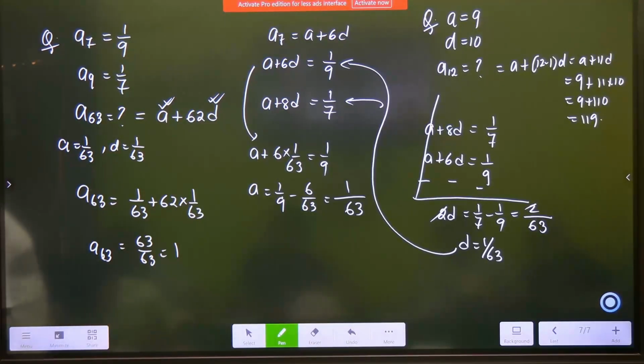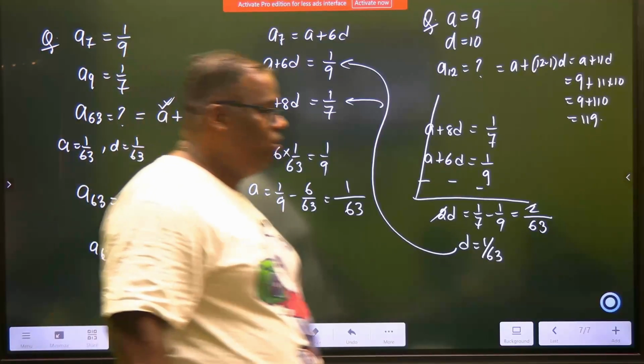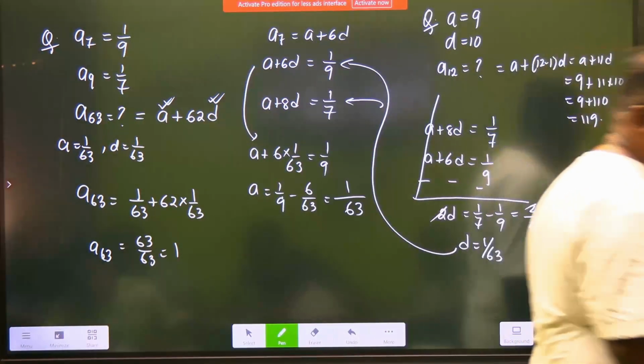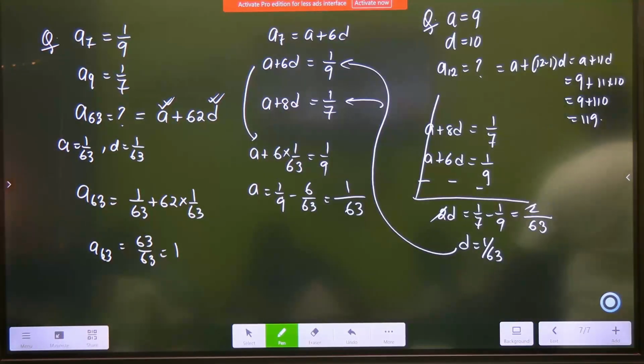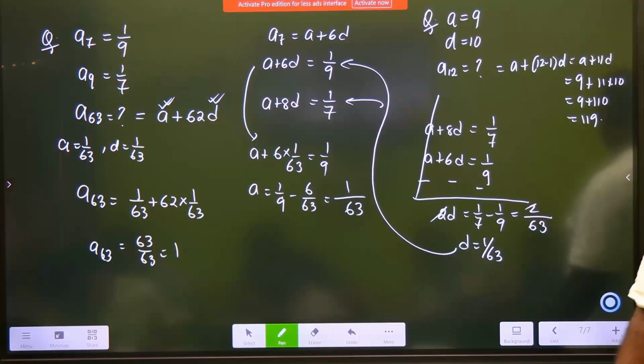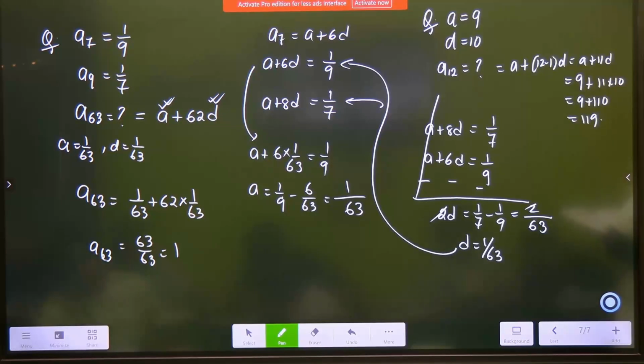Have you understood? Who did not understand, let me know. Who understood very nicely also, let me know. Who understood less nicely, he can also let me know. समझ में आया? ऐसे प्रॉब्लम्स में आपको 2 इक्वेशंस हो जाएंगे.